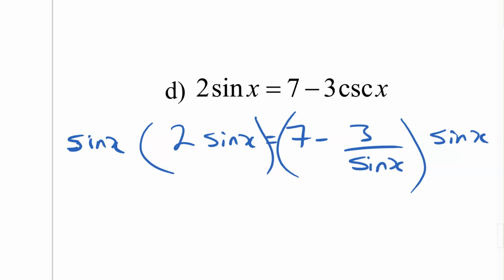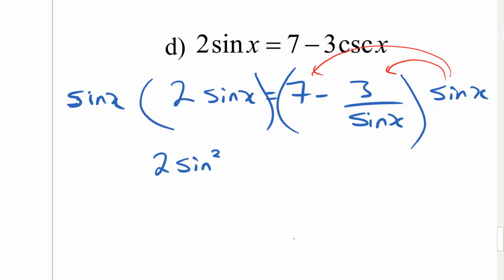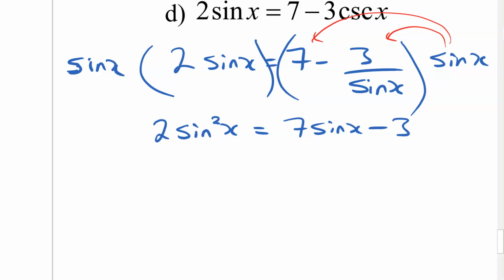Now, I think what a lot of people forget to do is, when we multiply this side, I need to multiply each of those terms by the sine of x. So on the left-hand side, I'm going to have 2 times the sine squared of x is equal to 7 times the sine of x minus 3, because 3 over sine of x times sine of x, those cancel each other out.